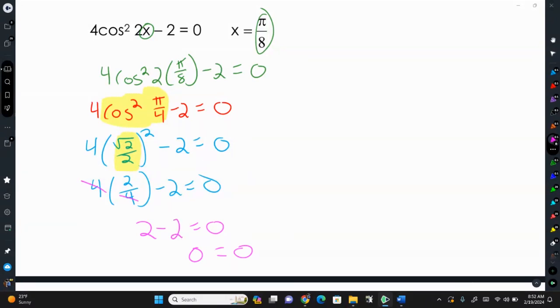So again, solving these trig equations, you do need to know your unit circle. If it helps to have one out with you while you're first learning this, that's fine, but just know that if you spend most of your time trying to figure out the unit circle, you will most likely run out of time on any test or quiz, because you have to know that. So that's it for the introduction of solving trig equations.